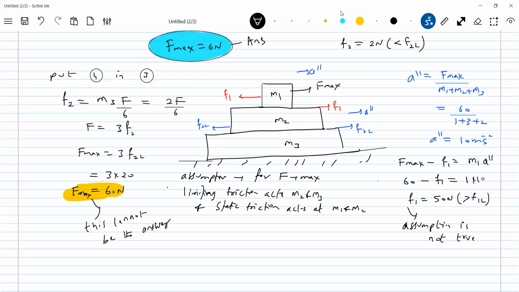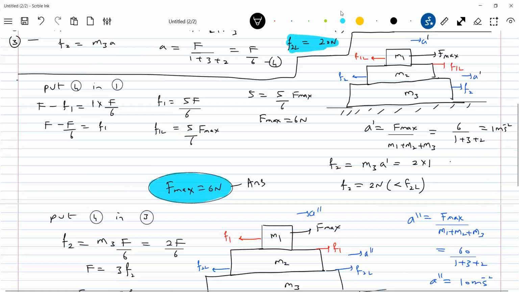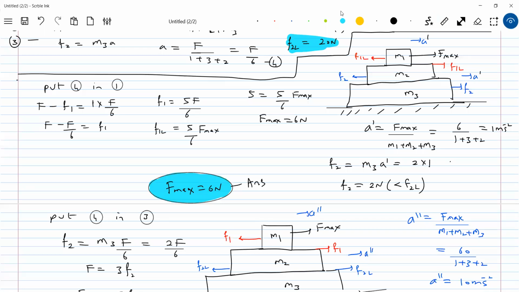F2 should balance F1. There you apply force, the system is accelerating, no? How will they balance? Sir, if we apply a force that is less than the maximum value of static friction, then static friction will balance that force.